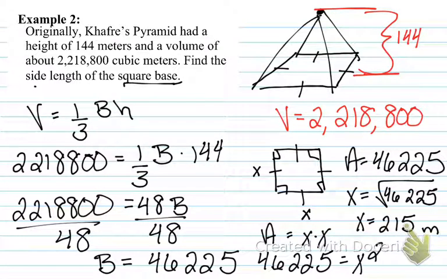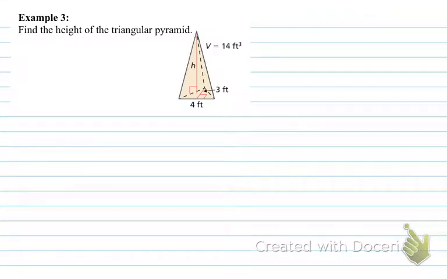And my units there are meters. That's how long this side length is in my original pyramid. It's 215 meters. It's the length of one side. Okay. Next one. Here, find the height of the triangular pyramid.